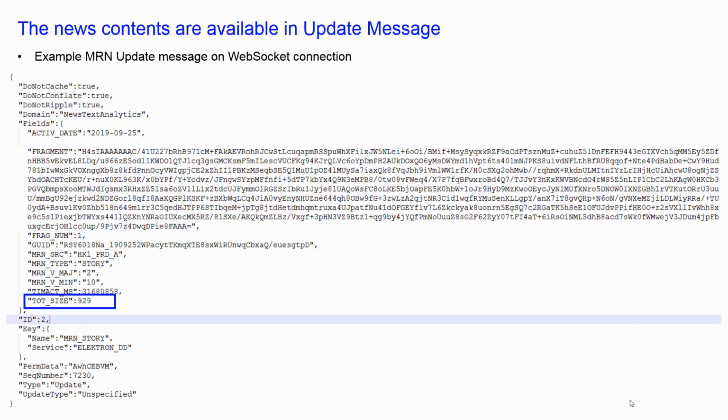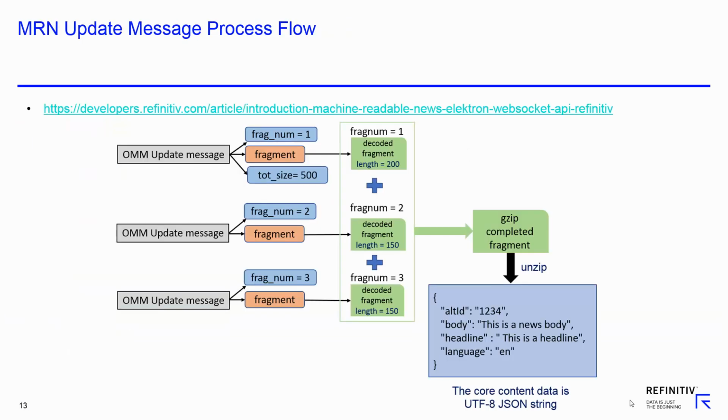Then the total size field. This field is the total size in bytes of the completed fragment data. And the last one is the FRAGNUM field. It is a sequence number of fragments for the same news.